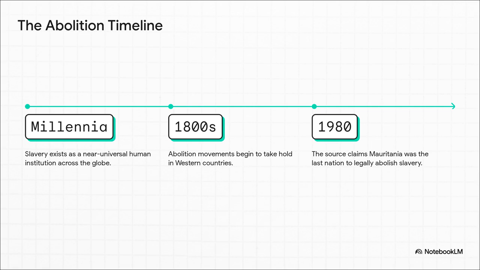This timeline really lays out the whole argument visually, and it's pretty stark when you see it like this. It shows these thousands of years where slavery was just a fact of life globally. And then you see this tiny sliver of time, starting in the 1800s, where this abolition movement, which the source says was Western-led, takes hold and then spreads across the world over the next couple of centuries.